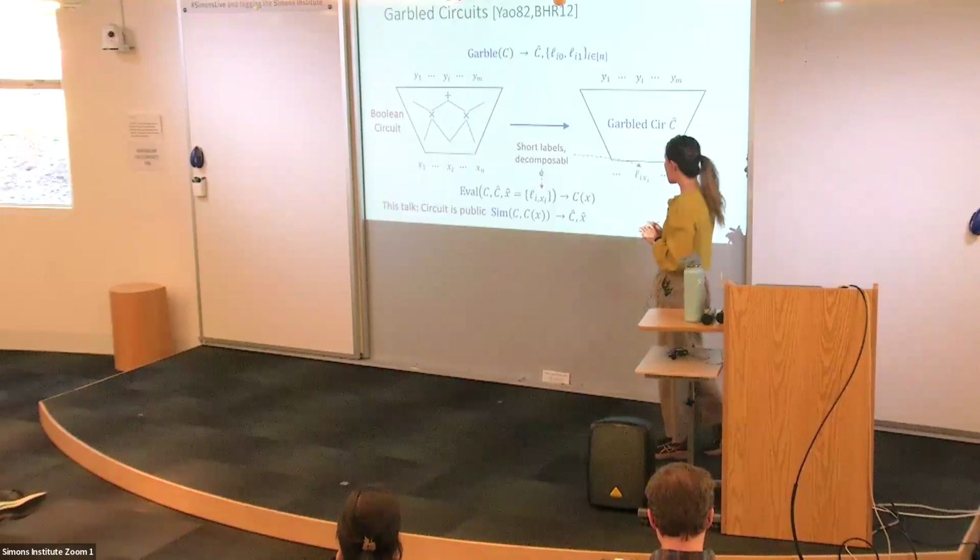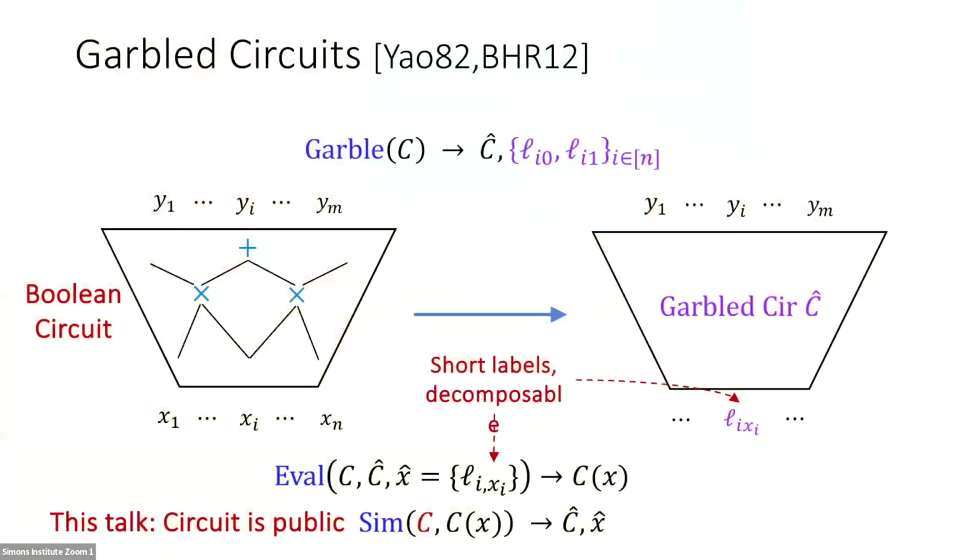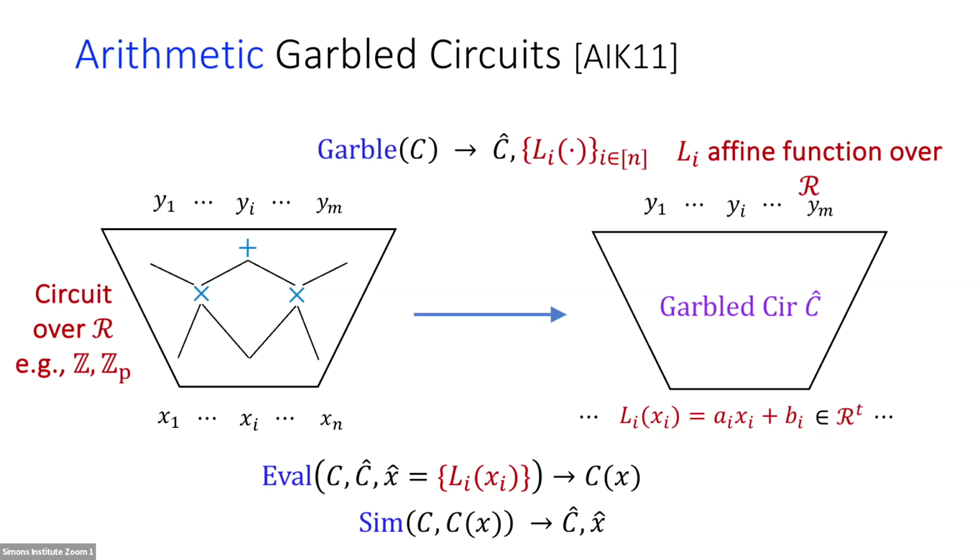Because the circuit is public, the evaluator and the simulator both receive the circuit, and therefore we can hope for the garbling circuit to be much smaller than the circuit itself. A very nice generalization is the arithmetic garbling circuit introduced by Applebaum, Ishai, and Kushilevitz in 2011, which generalizes garbling to evaluating arithmetic circuits. This won't be the focus of our talk today.